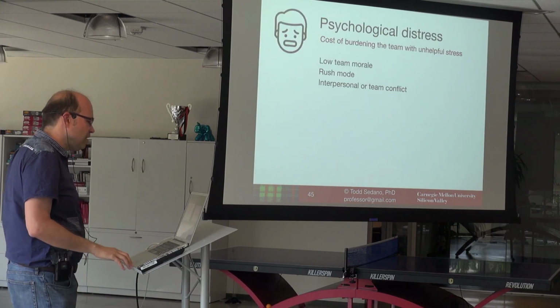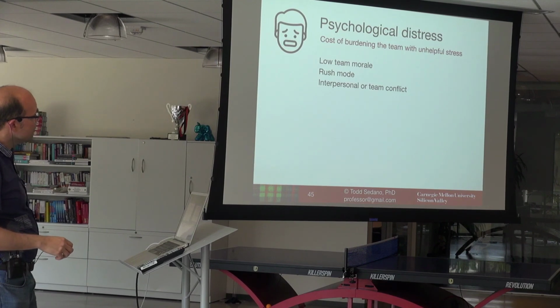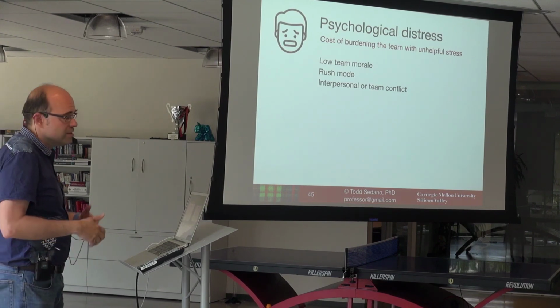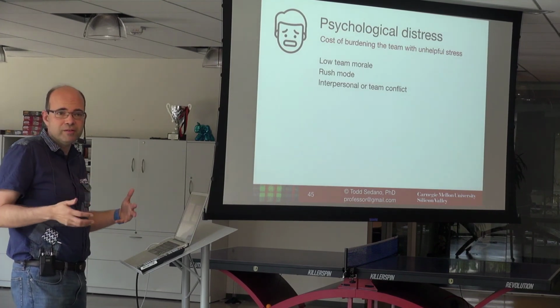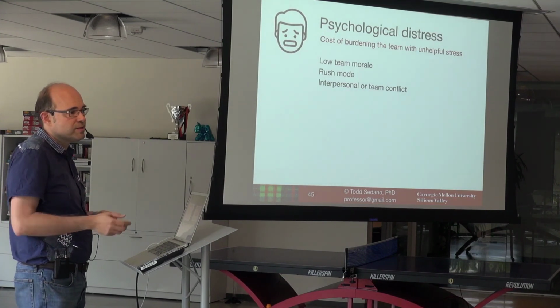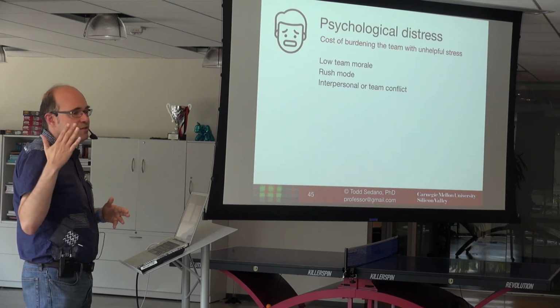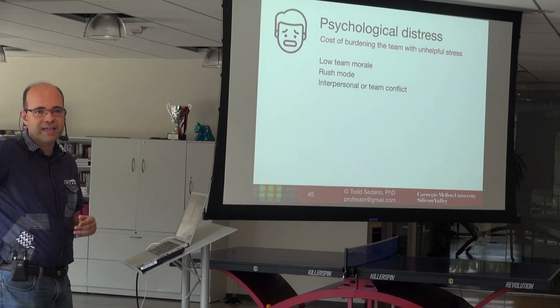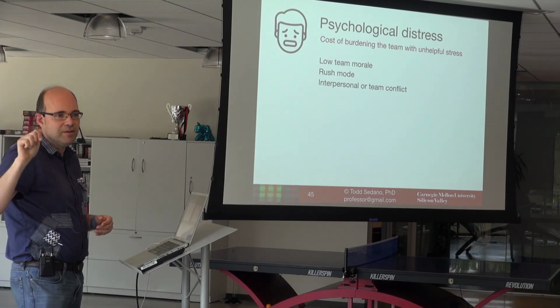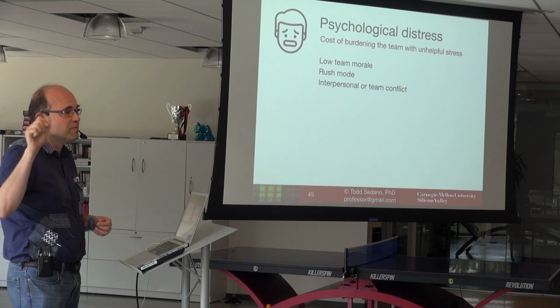There's the waste of psychological distress, the cost of burdening the team with unhelpful stress. Some people need some stress to perform well. There's a point where there's too much stress for the team. And we saw a team with an aggressive deadline with a number written on the whiteboard. It was the countdown to the launch of the app. And every day they would come in and the number would be one lower.